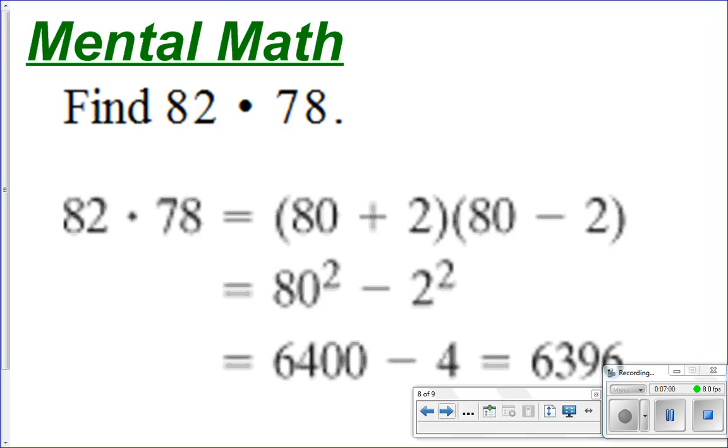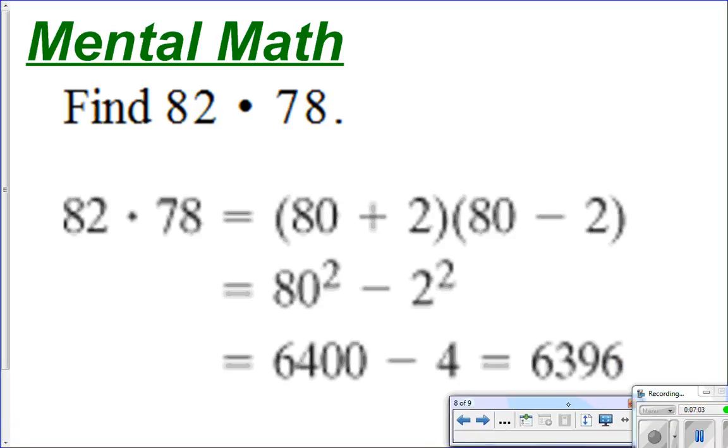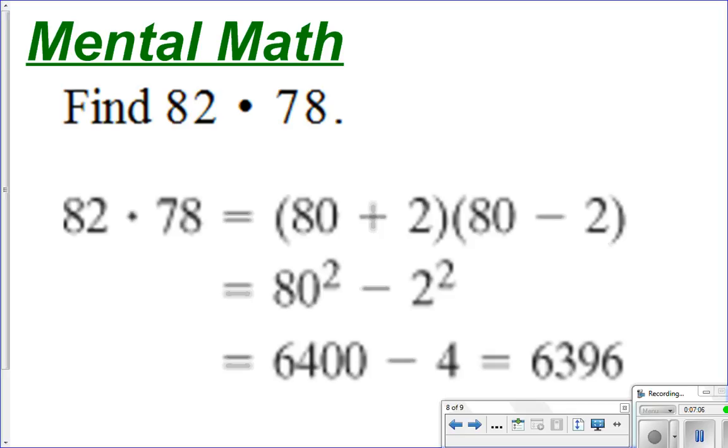Alright, and then mental math. Certain times you have a multiplication problem that you can rewrite and do the FOIL method. So it says find 82 times 78. Well, 82 can be written as 80 plus 2, and 78 can be written as 80 minus 2. And so it's a difference of squares because it's 80 plus 2 times 80 minus 2. So you do 80 squared minus 2 squared, and you get 6,400 minus 4, or 6,396. And that's what 82 times 78 is.